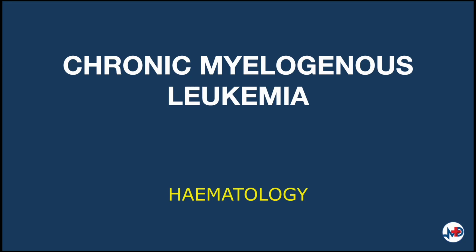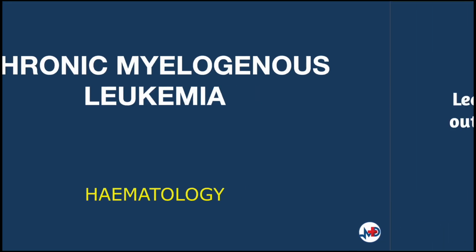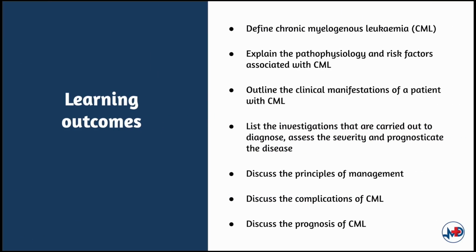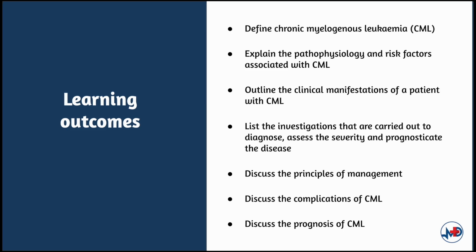Hello and welcome to the topic Chronic Myelogenous Leukemia or CML in the Hematology module. By the end of this session, you should be able to define chronic myelogenous leukemia, explain the pathophysiology and risk factors, outline the clinical manifestations of a patient with CML, list the investigations that are carried out to diagnose, assess the severity and prognosticate the disease, discuss the principles of management, discuss the complications of CML, and discuss the prognosis of this condition. Let's get started.